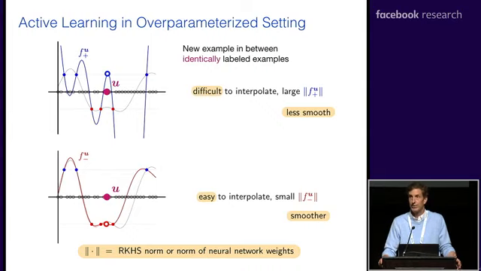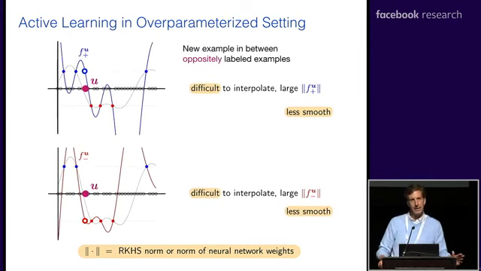If I switch the label to blue, then it's going to be much more difficult to interpolate. That's what you see on top. The wiggliness of the blue curve says it's difficult to interpolate and less smooth, whereas the red curve is very smooth, not much different than the original black curve, and much easier to interpolate. We can measure this in terms of a norm. The norm could be the norm in the RKHS space, or it could be the norm of the neural network weights, for example.